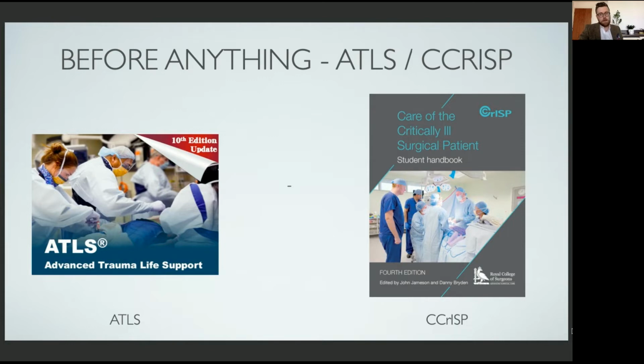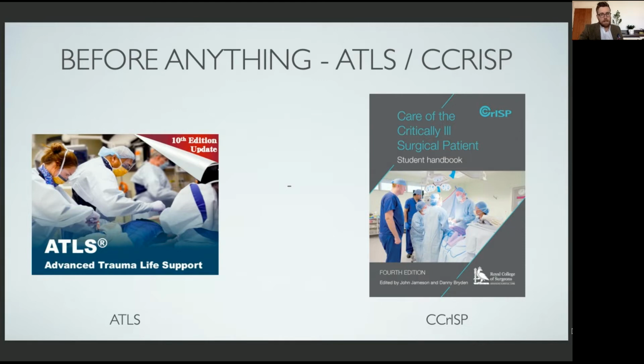And the CRISP course, the Care of the Critically Ill Surgical Patient course, is looking at the management of patients from a more medical perspective, with an A to E format, looking to address more medical type problems with a patient with a holistic viewpoint, looking at all of their pertinent investigations and taking an approach to the patient that really minimizes postoperative complications.